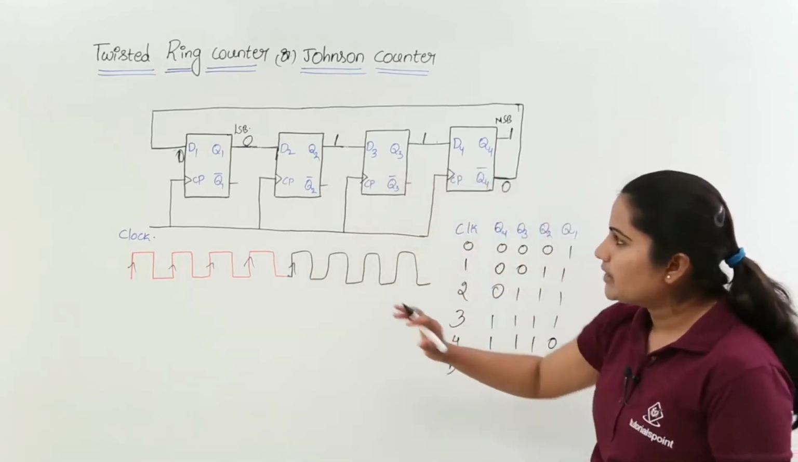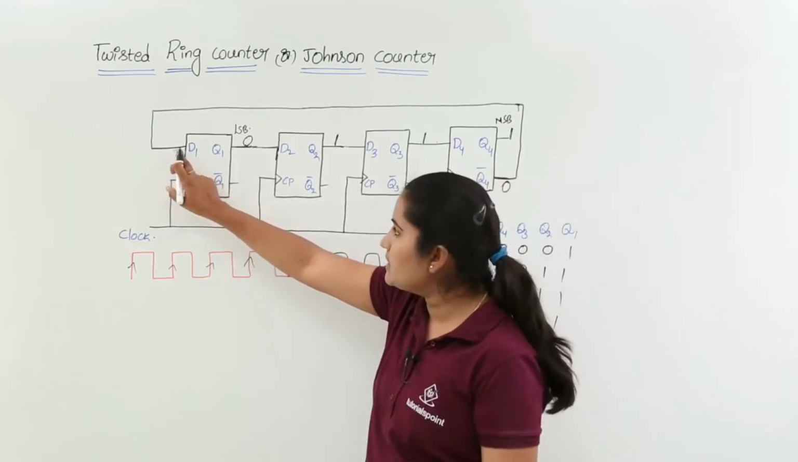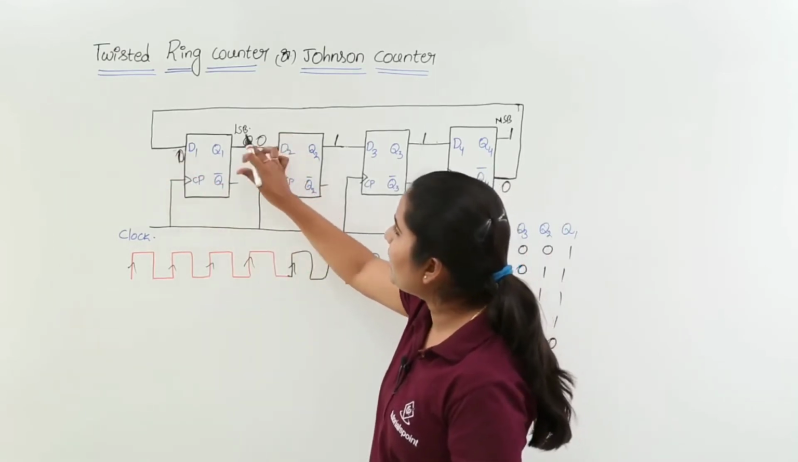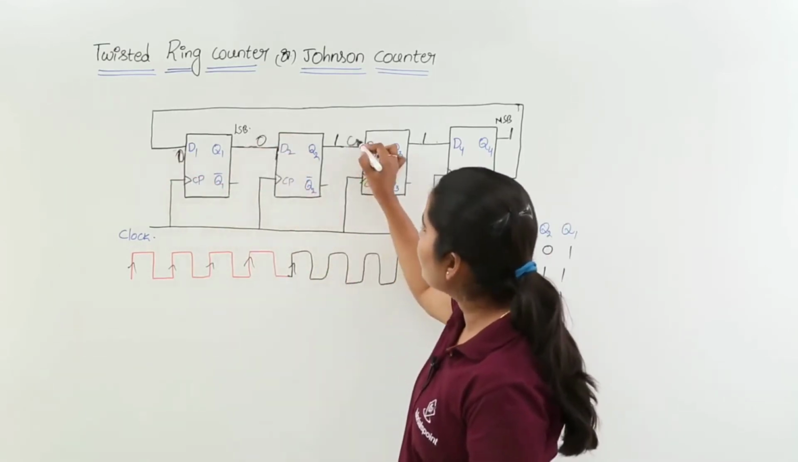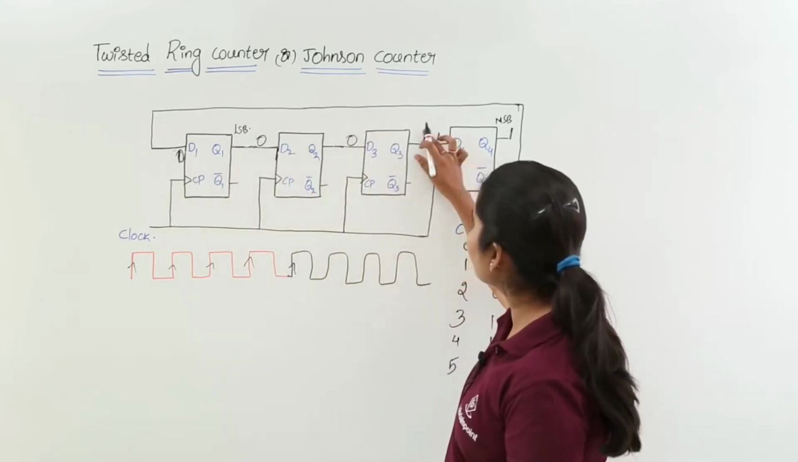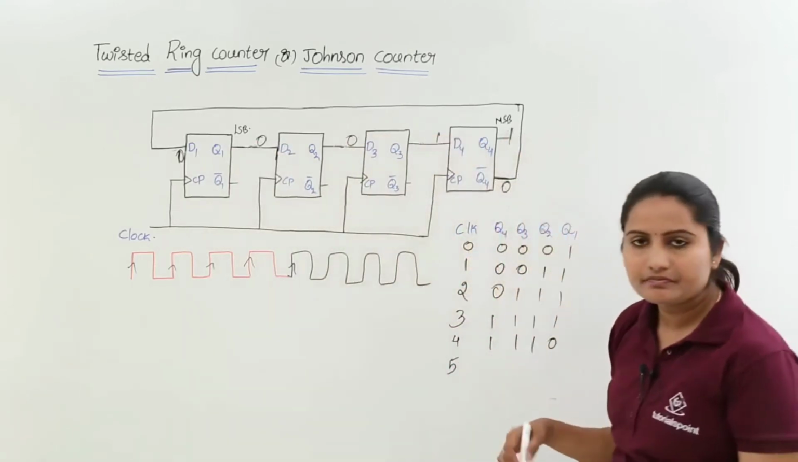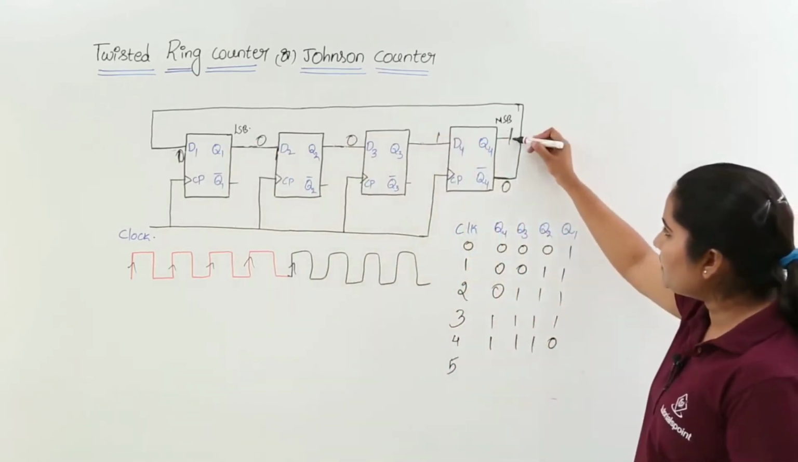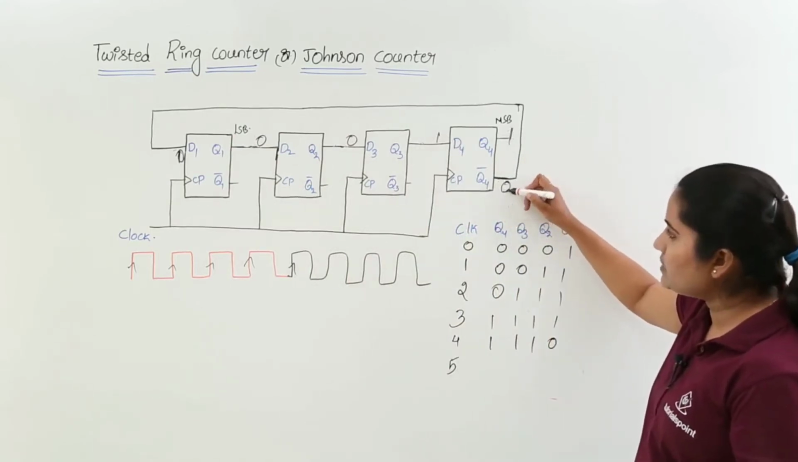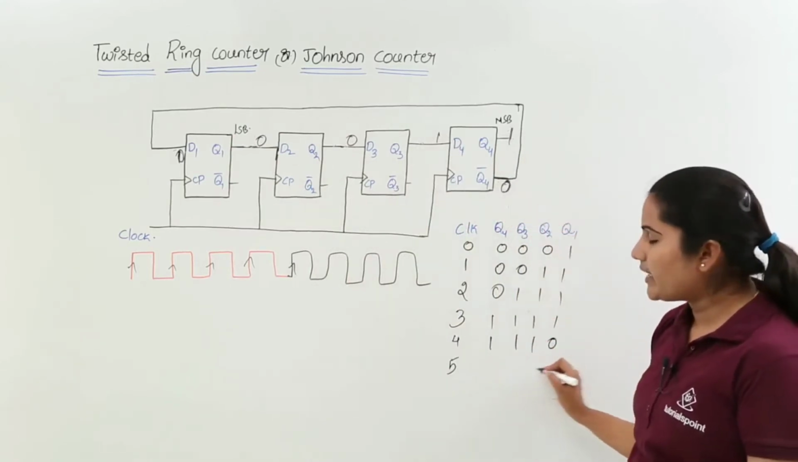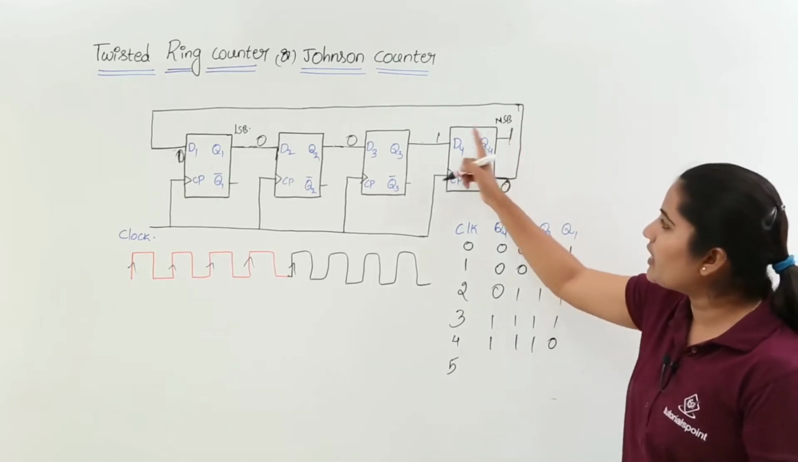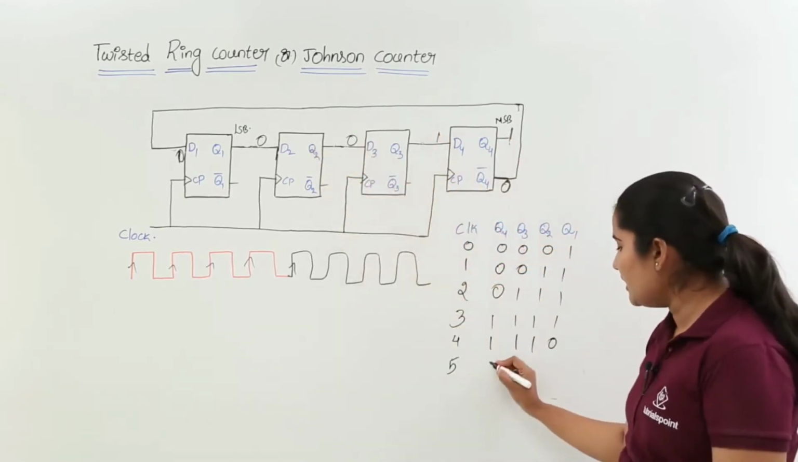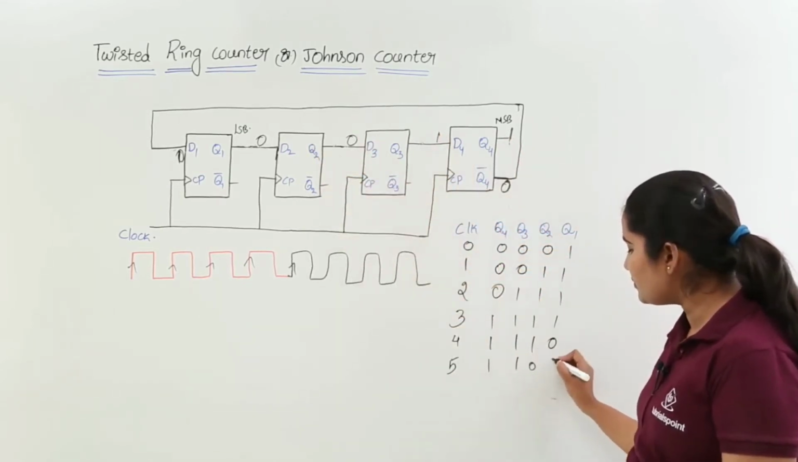If I give the fifth clock pulse, this 0 will come here, and this 0 will come here, this 1 will come here, and this 1 will come here. So now if this is 1, this will become 0 again. So now I am writing outputs again: 1, 1, 0, 0 are the outputs in order.